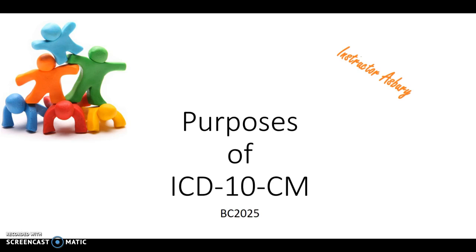A classification system means that each condition or disease can be coded to only one code as much as possible, and this ensures the validity and the reliability of the data. This classification system is used to track morbidity and mortality.